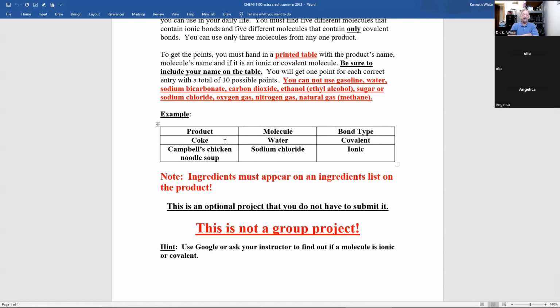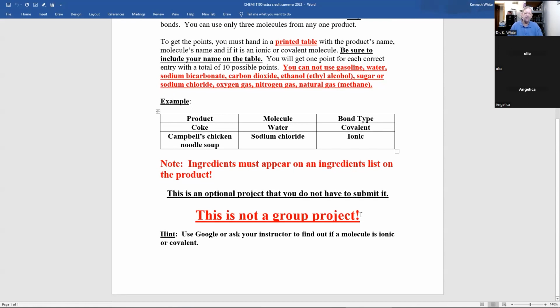Ingredients must appear in the ingredients list on a product. You can't say, oh, air has nitrogen. I've never seen an air with ingredients, nope. Also, nitrogen gas is on the do not use list. This is optional. It's not a group project. Now, how do you find if something's ionic or covalent? Well, you look on Google and you can ask your instructor if you need help. And I'll talk more about this tomorrow.